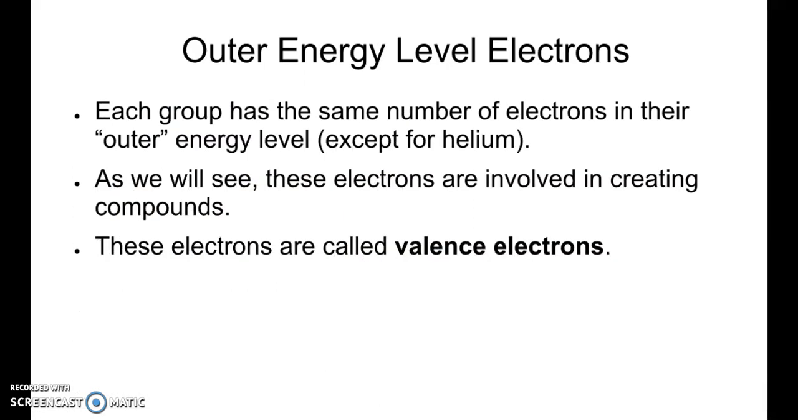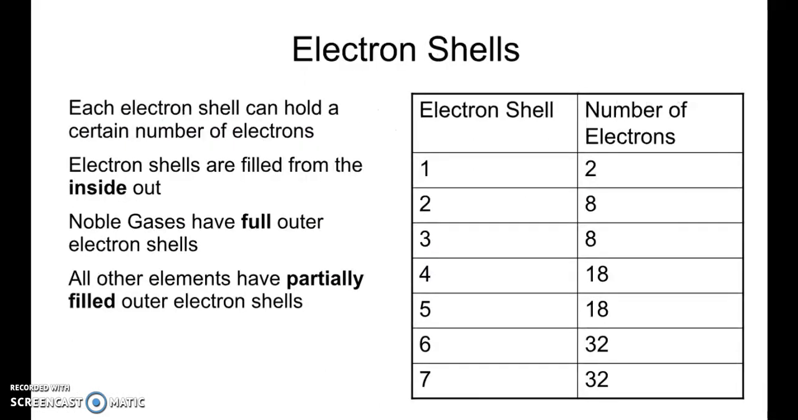Valence electrons, then, are the outermost energy level, how many electrons there are. And these are all of our rules. We're just going to be dealing with shells 1 through 3 for right now. We'll get into 4, 5, 6, and 7 later on. They're a little more complicated.